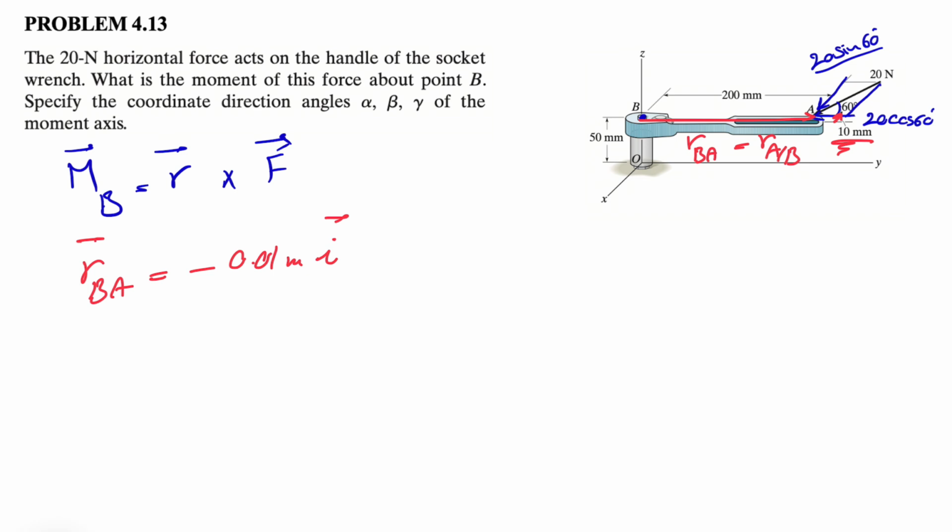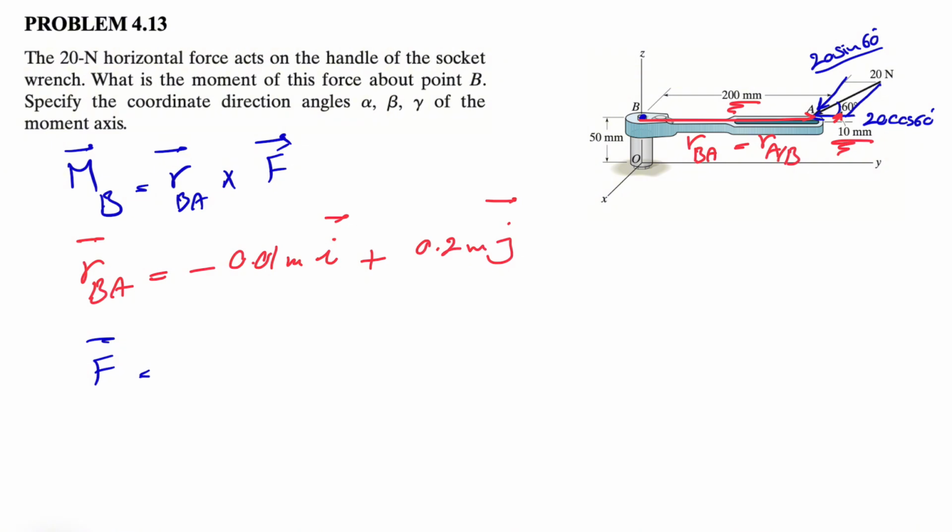And for y, moving from B to A, we are moving 200 millimeters along the positive y-axis. So we have plus 200, again divided by 1,000 in order to get it in meters. So 200 divided by 1,000, 0.2 meter, j. And as I mentioned, we are in the XY plane, so no z component. Now that we have R, we just have to figure out F, and we should be good to go. So RBA is done, let's find our F.